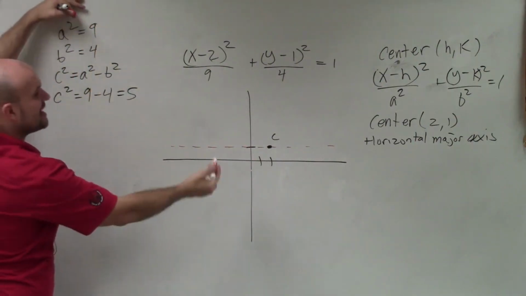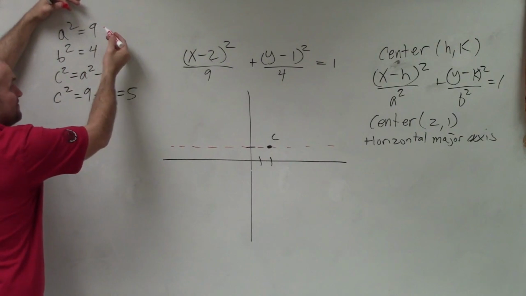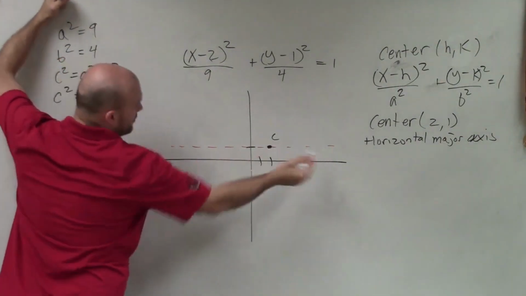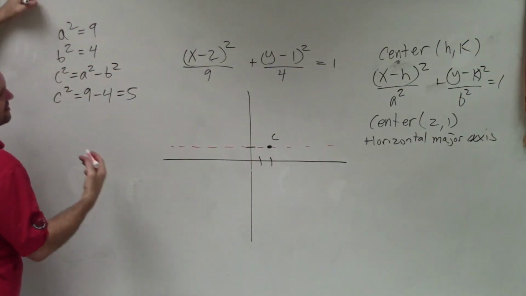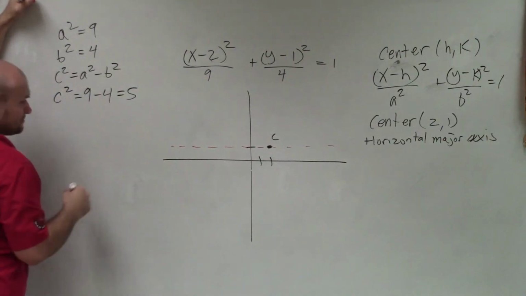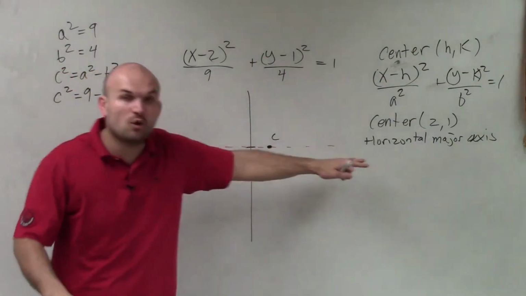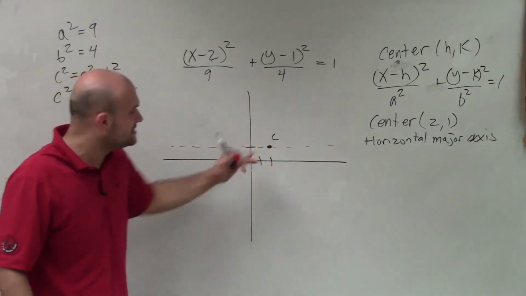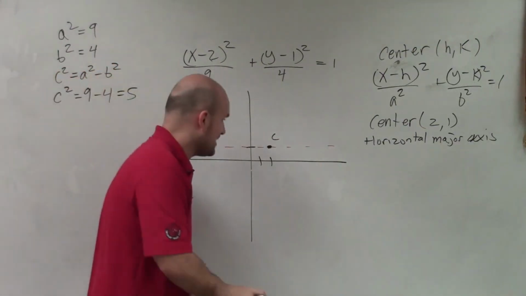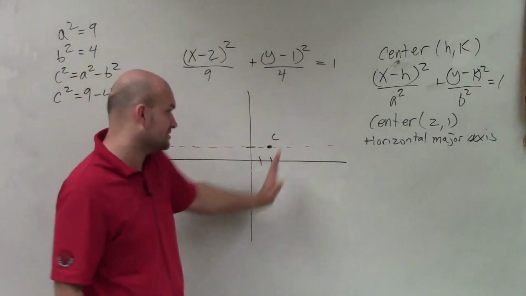the distance from the center to the vertices is a. All right? Now, we notice if I want to find that distance, I'm going to be going left and right. The distance from the center to your foci is c. And again, I have to go along this major axis. So my vertices and my foci are all going to lie in this dotted red line, where my co-vertices is going to be perpendicular to that line.